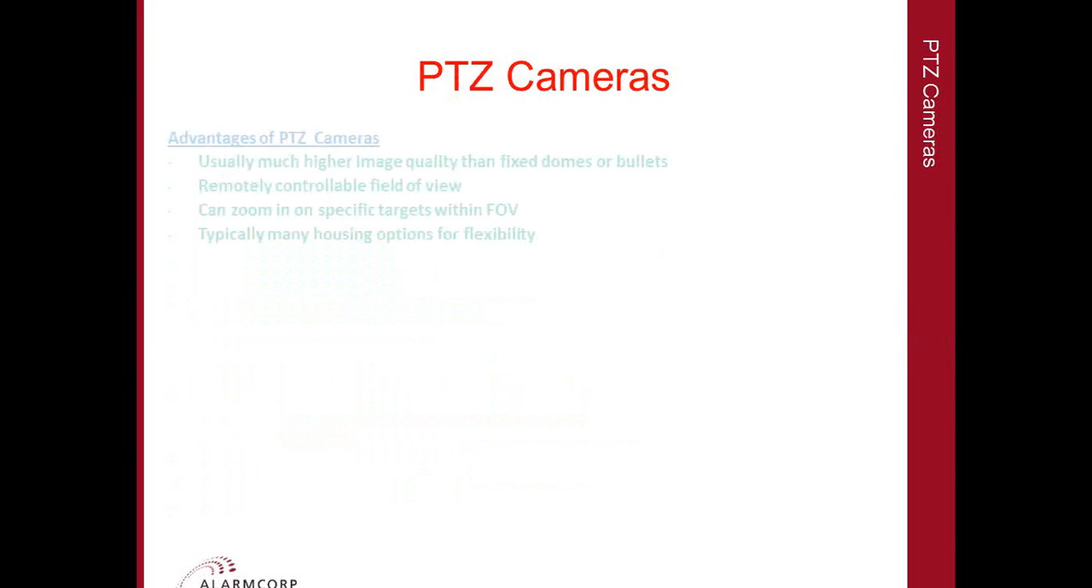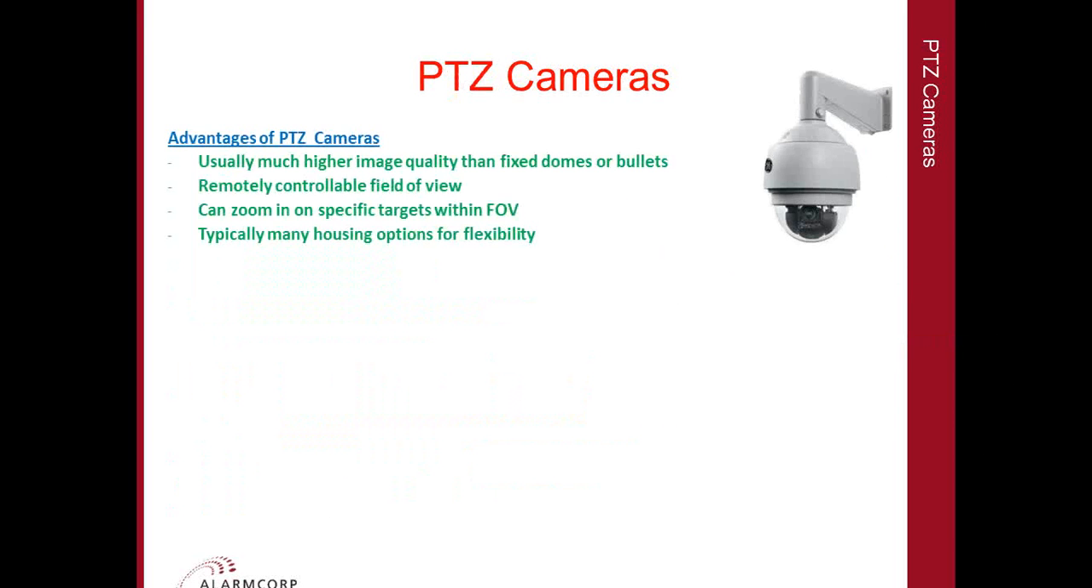If we look at pan-tilt-zoom cameras, advantages of pan-tilt-zoom: because of really high-grade optical blocks being used, they usually deliver much higher image quality than any of the previous cameras. You've got a remotely controllable field of view, and you can zoom in on specific targets within the field of view. And you typically have many housings for flexible mounting: pendant mount, wall mount, flush mount, etc. And of course there are accessories for mounting the cameras off corners, roofs, poles, and so forth.